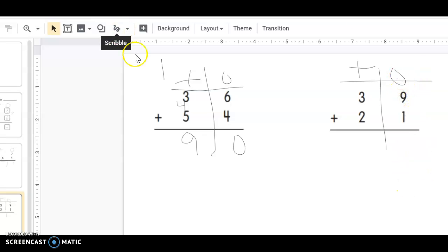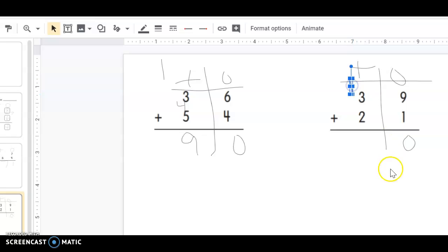Here we go. 9 plus 1. What is your answer? Did you get 10? Alrighty, but I cannot write my 1 here. I should write a 1 here. Now, it's easy for me to move my 1. If you don't want to erase it, then you don't need to write your 1 here. You can just write it right up here, okay?